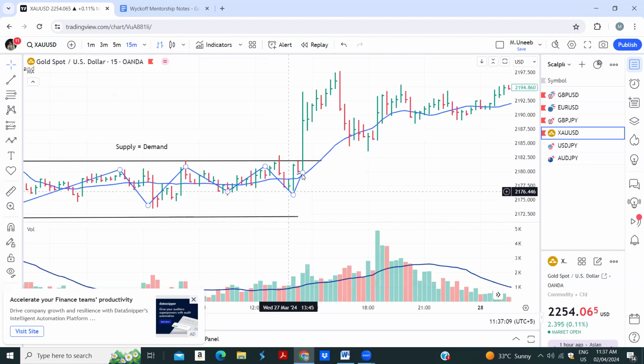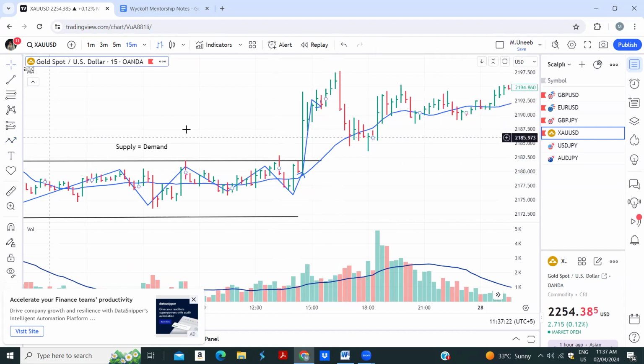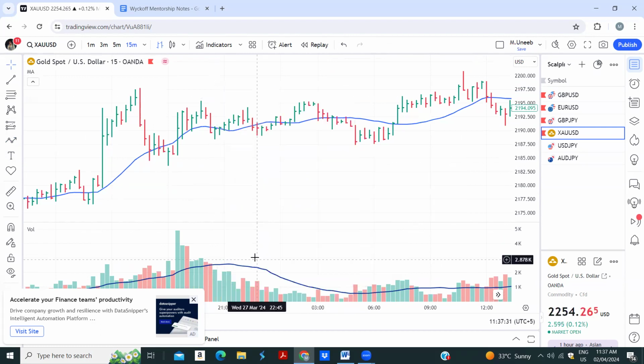All right. Here again, we can see that the demand is greater than supply. The buyers are more than the sellers, so the price is moving up in this situation. You can see that demand is greater than supply, and we can apply this principle across all markets. So I hope you got the point of supply and demand.